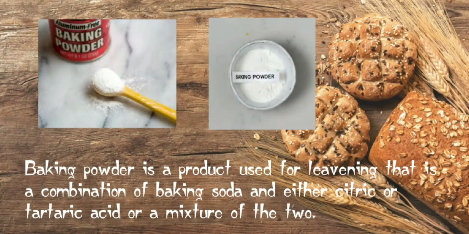Baking powder is a product used for leavening that is a combination of baking soda and either citric or tartaric acid, or a mixture of the two.